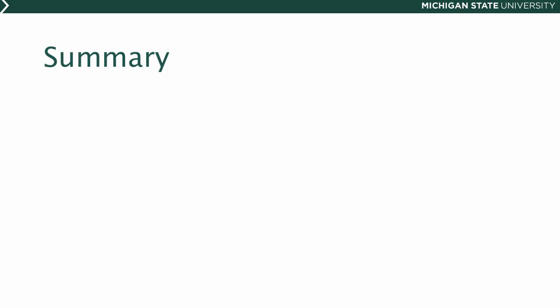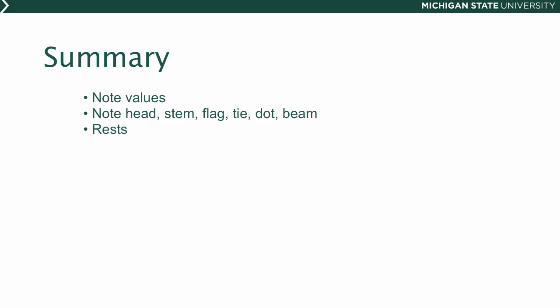That's enough for now. We aren't quite done with the nuts and bolts of notation, but we've made a good start. Here's what we covered. We said that the durations of notes are shown by note values, which use note heads, stems, flags, ties, dots, and beams. Every note value has a corresponding rest. The container that the notes fit in is called a measure, or bar, whose size is determined by the meter signature. Now you can try a set of questions about rhythmic values of notes and rests.